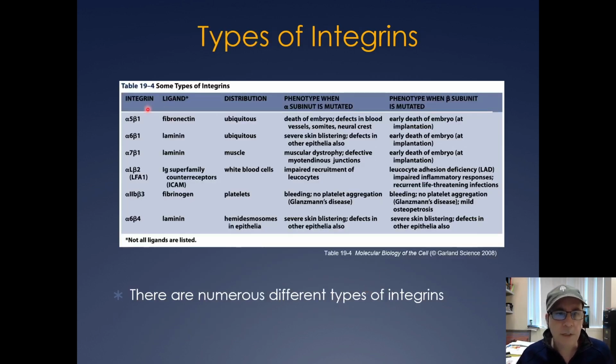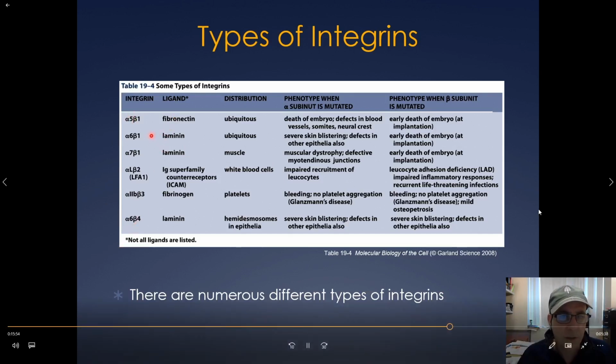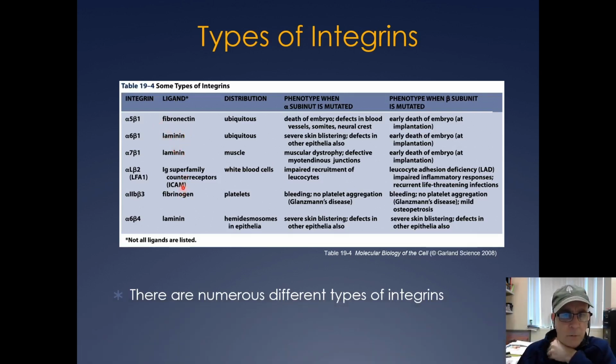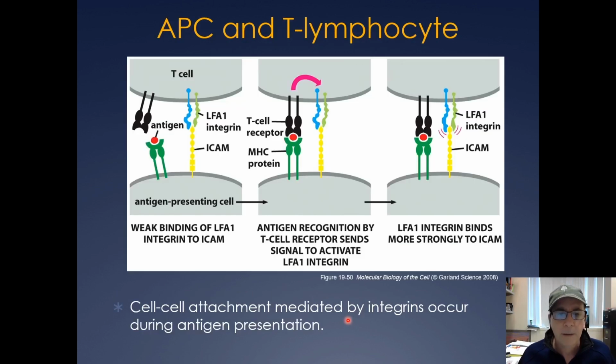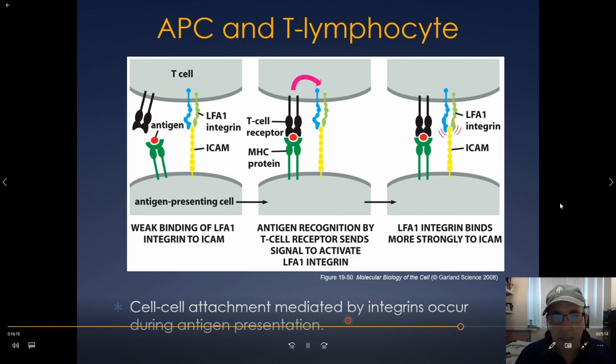So here's just some of the different types of integrins. No need to know this, but just be aware that they can attach to laminin or fibronectin, or, as we saw in the last lecture, the IG superfamily like ICAM and things like that. So there are numerous different types of integrins that are expressed. And they're also involved in antigen presentation and immunological synapses.